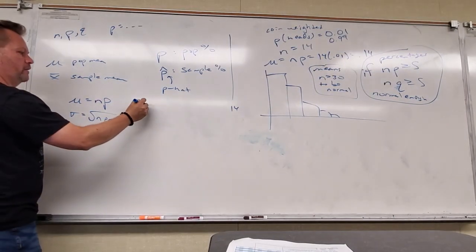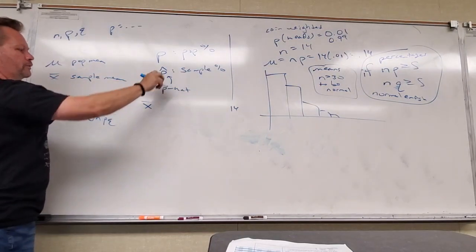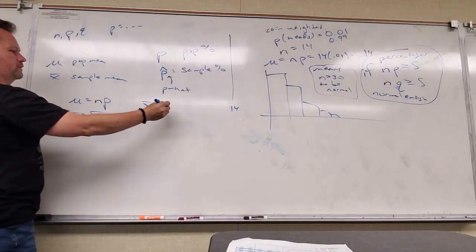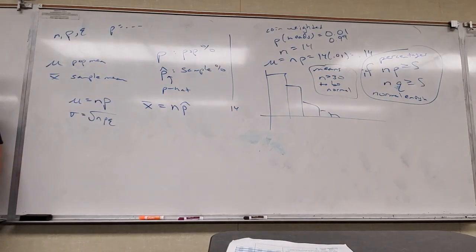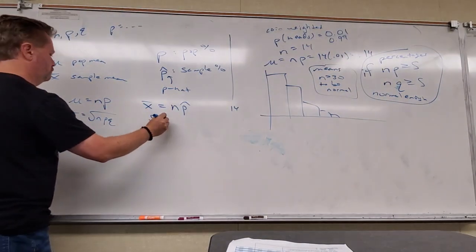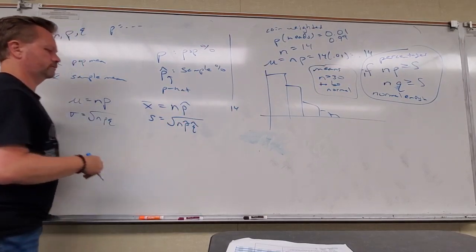So what is the formula for an NP if I've got sample percentages? What's the sample mean if I have sample percentages? N times P hat. And the standard deviation would be the square root of N P hat Q hat.